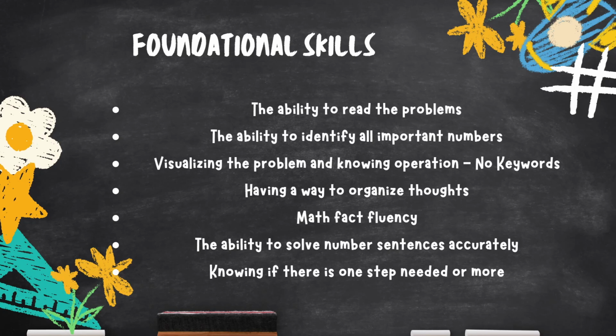They have to be able to visualize the problem in their mind like a little movie, and that movie in their mind will help them know what operation they need to use to solve it, whether it's adding or subtracting. We do not teach keywords anymore. So back in the day, we used to say, okay, if you see the word all together, that means to add, or if you see the word left, that means to subtract. But really, that's not a reliable mathematical way to know what you're doing with the problem.